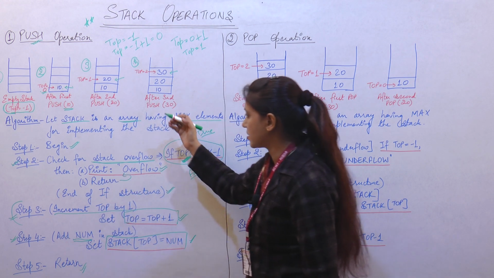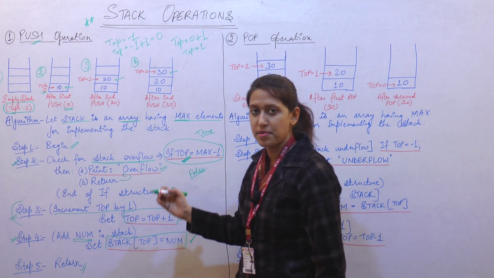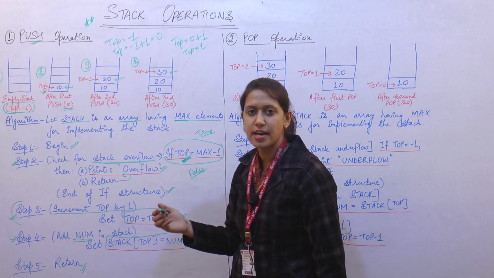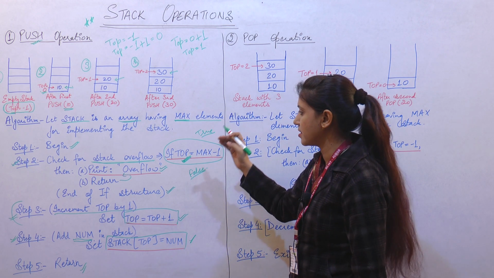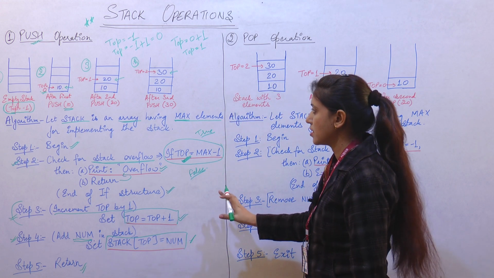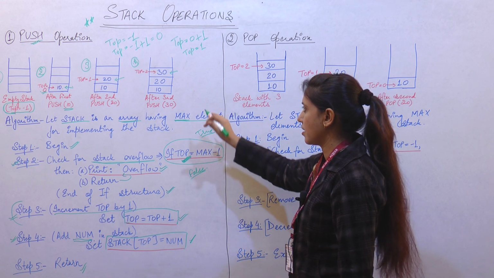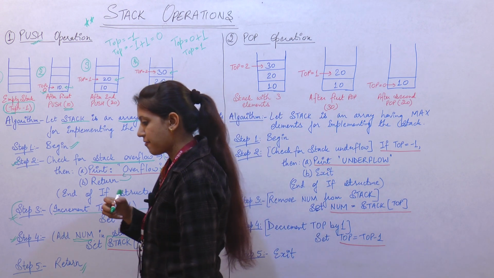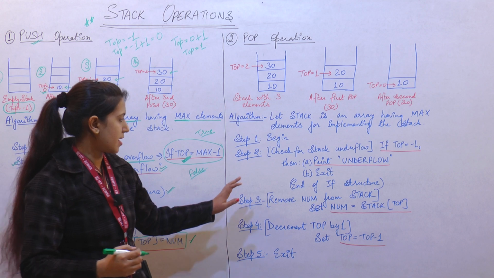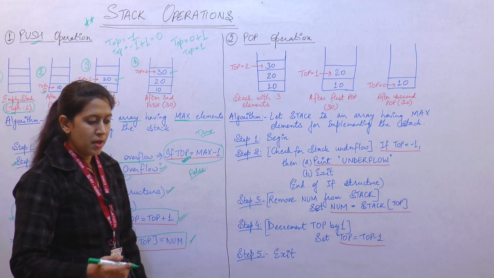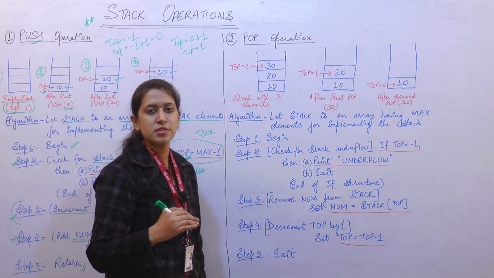So this was the algorithm of push operation. That means whenever we are inserting any new data element, this is how we can insert that new data element into the stack. So this was the introduction, the example and the algorithm of push operation. Now after push operation, there comes another operation on stack, that is pop operation. Push and pop operations are opposite to each other.